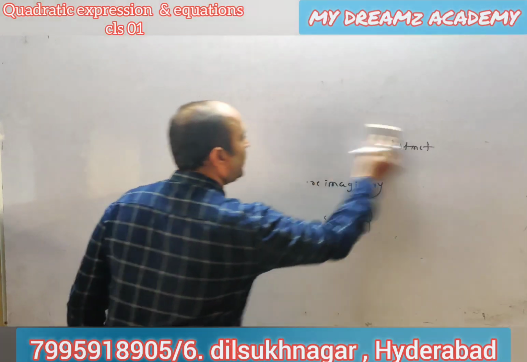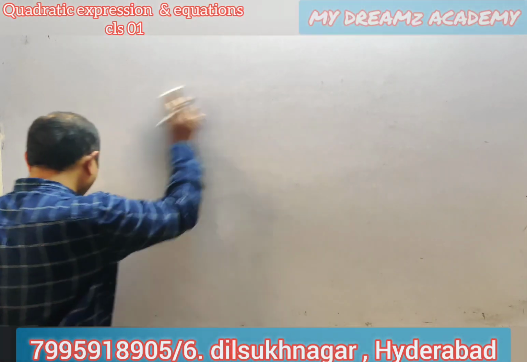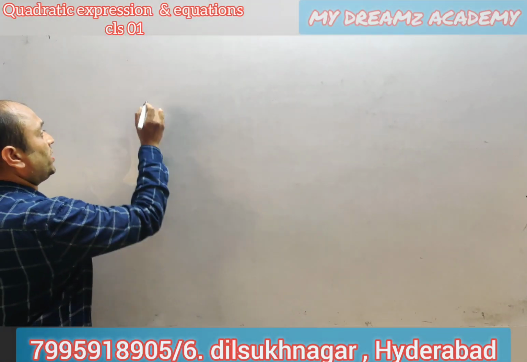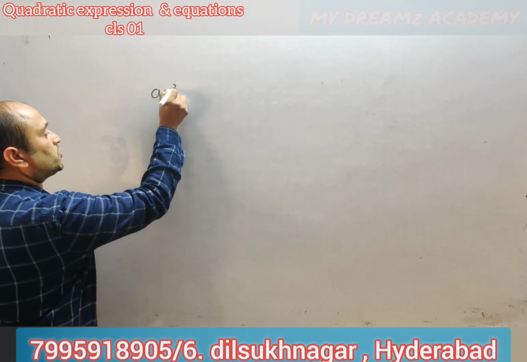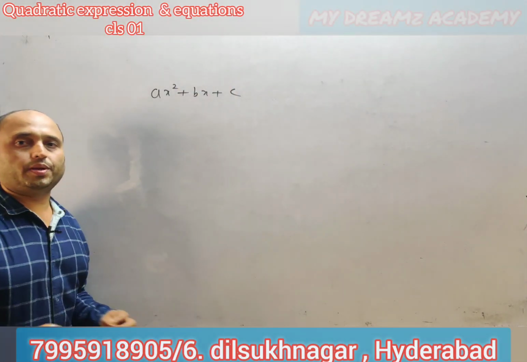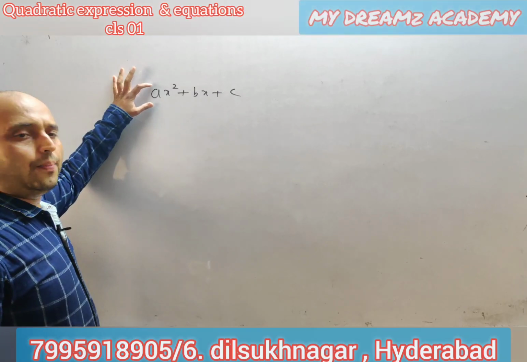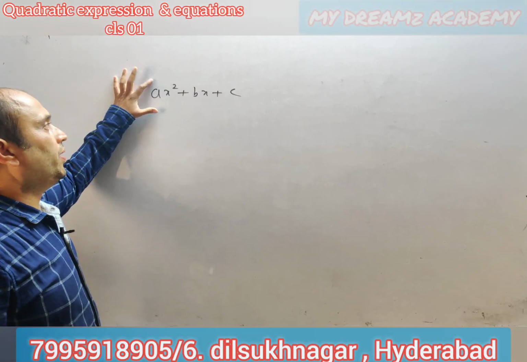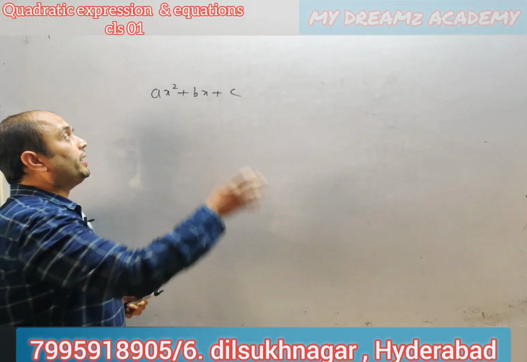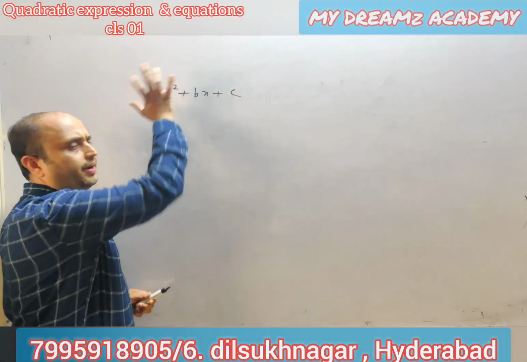Now I will explain about the quadratic expression. This is the quadratic expression, ax square plus bx plus c. Here a is the leading coefficient. The graph of the quadratic expression depends completely on the leading coefficient.